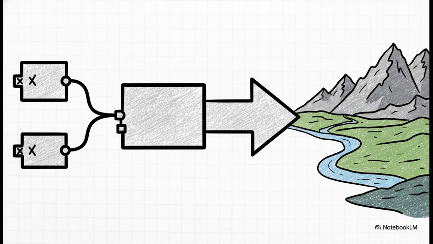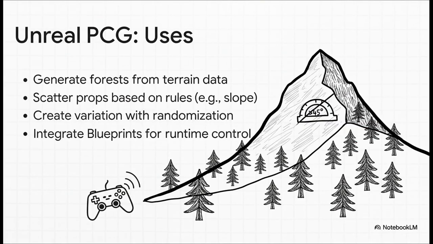Now, shifting gears into the world of game development, Unreal Engine 5 has its own incredibly powerful answer to this, the Procedural Content Generation Framework, or PCG for short. This system is built from the ground up specifically for creating vast, interactive worlds that need to run smoothly in real time. Now, a lot like geometry nodes, Unreal's PCG is fantastic for scattering assets.